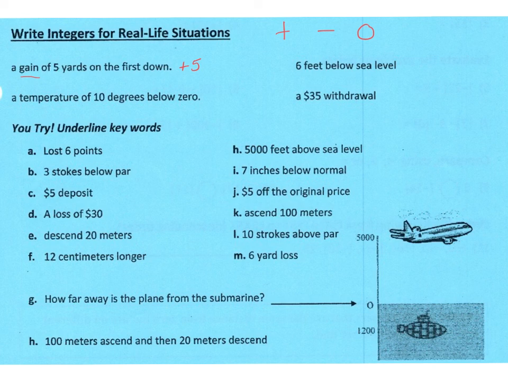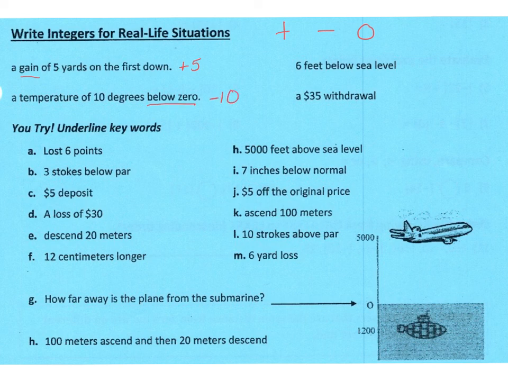The next one underneath says a temperature of 10 degrees below zero. So I'm going to underline below zero. And we know by now if it's below zero on a thermometer, that's down underneath zero, which goes into the negatives. And so we would represent that with -10.